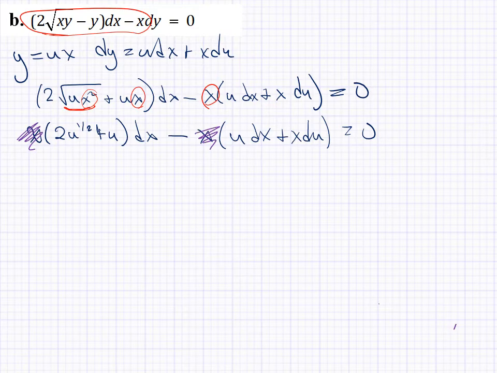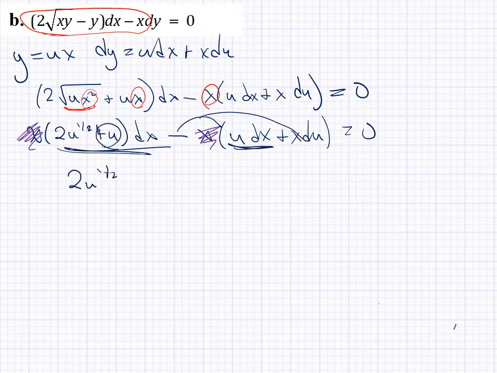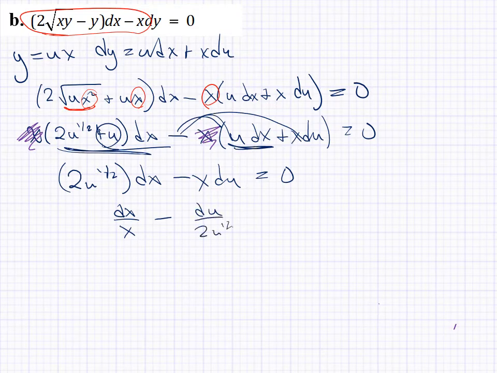So now these two x's I can drop off for the same reason we've been doing it all along, and then this negative will distribute in here and here, and I can group this u dx with these other dx terms, and so I'm going to have 2u to the 1/2 plus u minus u, so they'll cancel, and then that'll be my dx, and then I'll have a minus x du equals 0. Now it's time to separate, in which case I'm going to get dx over x minus du over 2u to the 1/2.